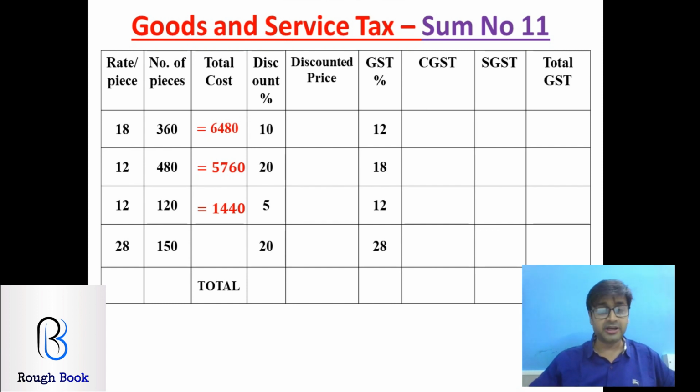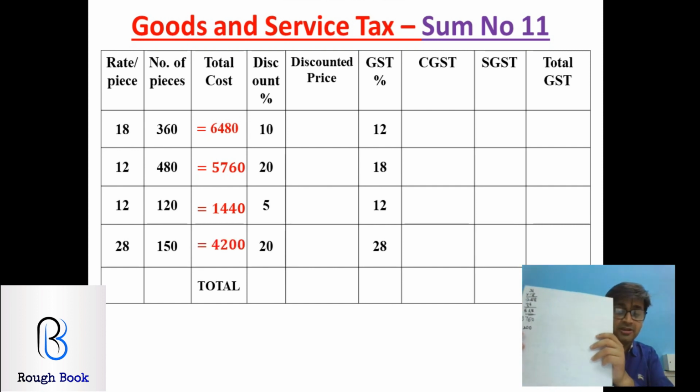Okay, come back. 28 into 15. So 15 8s are 120, 12 carry, 42. So it should be 4,200. Is it? Yeah, I'm doing the calculations. No mental math.